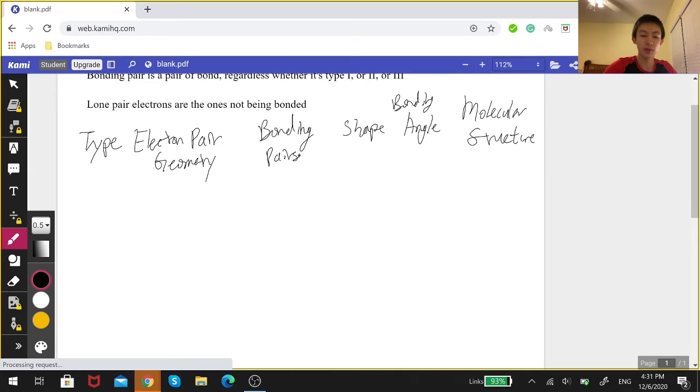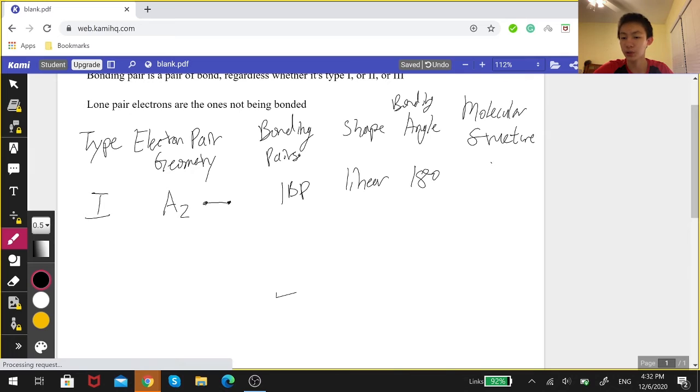Alright, so first we have our type 1, which is electron pair geometry of A2, and it looks like this. Now it has one bonding pair, as you can see over here, and we're gonna write 1 BP. And it has a shape of linear. Its bonding angle is 180 degrees, and its molecular structure will be shown as A-A.